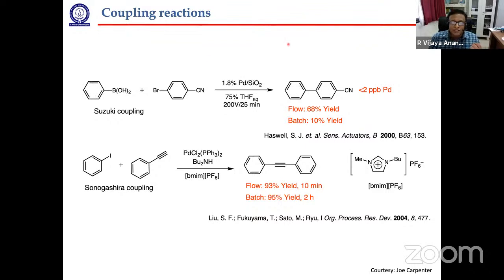If you use the palladium cartridge technique here, microreaction technology with a palladium cartridge, the palladium will not come out of the cartridge because it is tightly bound to it. So only the product comes out. And you can see here the palladium concentration is less than 2 ppb. It's very, very good, and a very good application in the pharmaceutical industry.